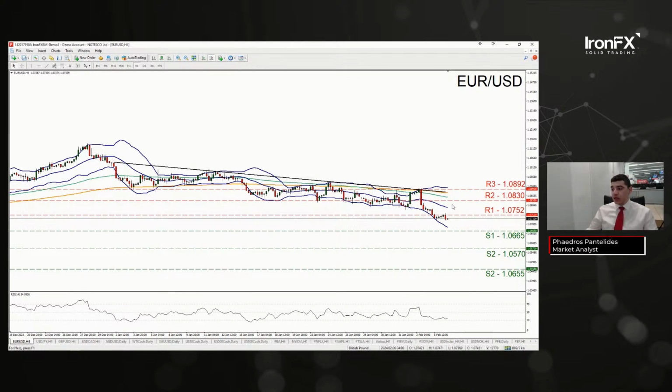For now, from a technical point of view, RSI 34, bearish market sentiment, the dollar appears to be gaining. So should the Fed officials sound hawkish in nature, the dollar could potentially gain against the euro, the pound, the Japanese yen, and so on. So the target would be S1 for our bearish outlook to continue, aiming for S2 at 1.0570. Lastly, you have S3.